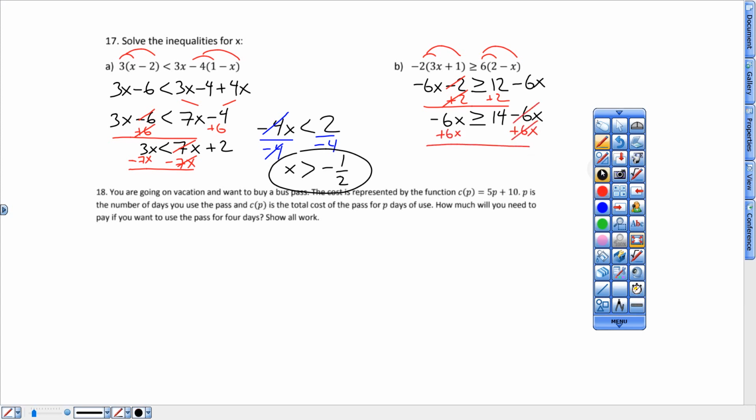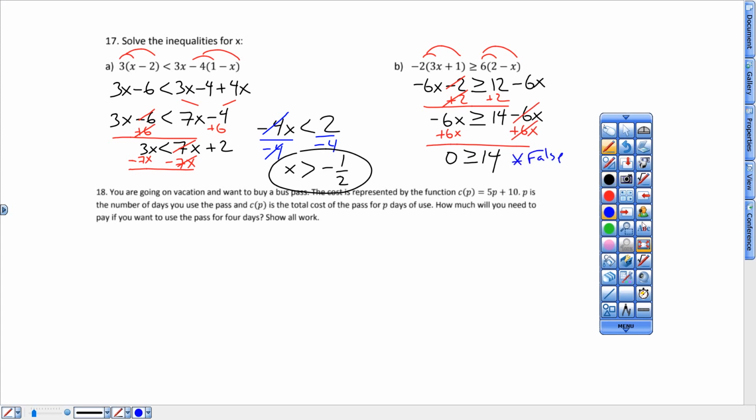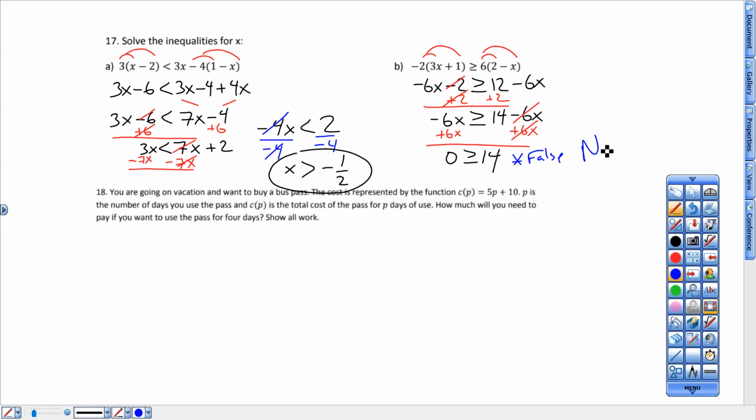And that gives me 0 is more than 14. That's a false statement, so I believe this one has no solutions. If I had gotten two equal numbers, something like that would have been a many or infinite solution one. All right, next one, here we go.